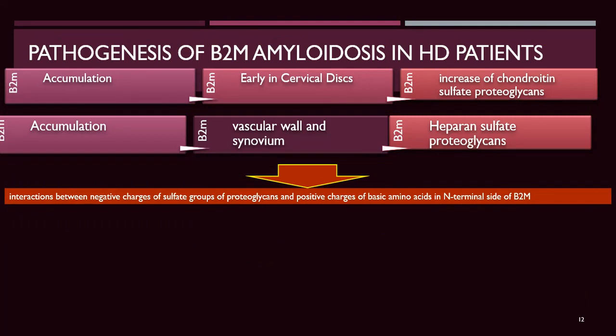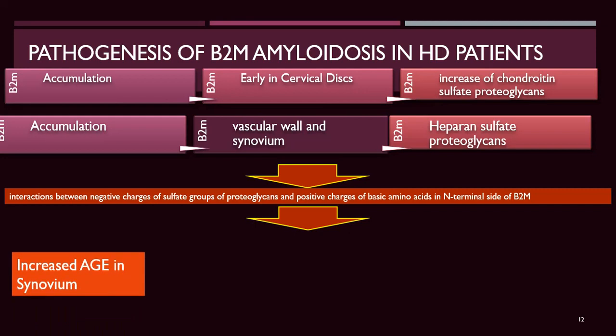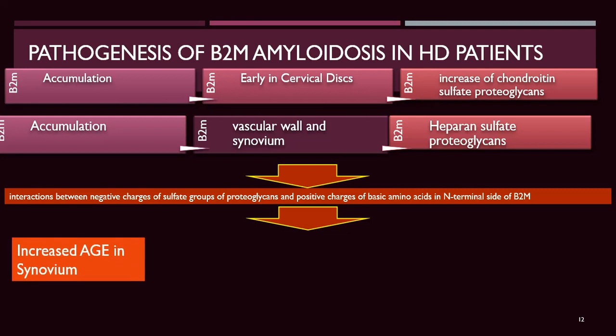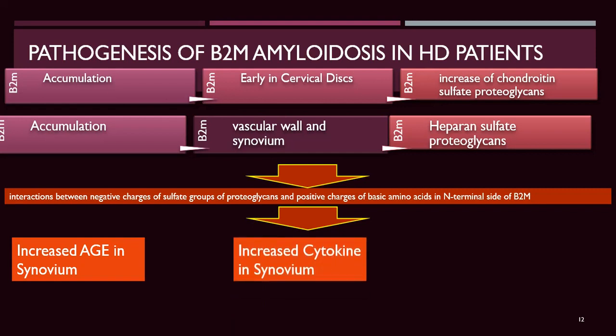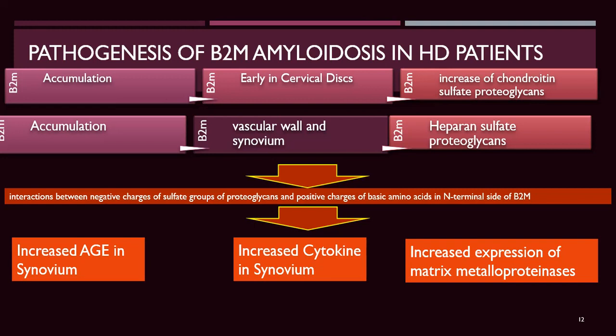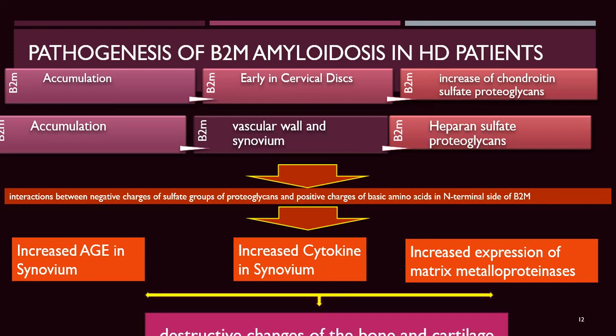Once deposited, there is a lot of interaction between the negative charge of sulfate groups of proteoglycans and the positive charges of basic amino acids of beta-2 microglobulin, with associated increase in advanced glycation end products in the synovium, increased cytokine production in the synovium, increased expression of matrix metalloproteinases, and destructive changes as the final result.